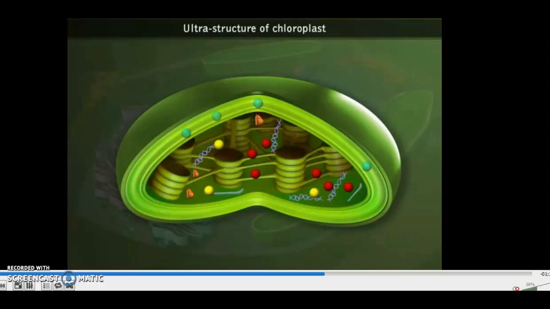Chlorophyll is found in the thylakoid, and it is the site of light reaction in photosynthesis. Inside the stroma, dark reaction takes place. Light reaction occurs in the thylakoid membrane and dark reaction in the stroma region. The thylakoids are arranged in stacks known as grana. Each granum contains around 10 to 20 thylakoids.